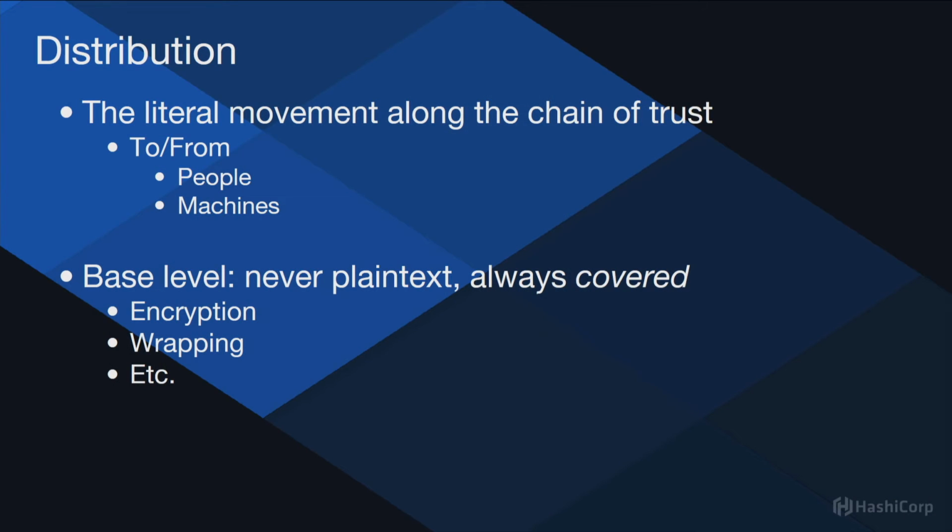Okay, distribution. This is the literal movement along the chain of trust to and from people and machines. Very boring. However, there's one thing here, which is at a base level, whenever you're distributing a secret, it has to be covered. It can't be plain text, ever, ever, ever. So it could be encryption on the link. If you have a really good TLS 1.2 link and you have perfect forward secrecy and all that, send it over that link, that's great. SSH, great, right? Wrapping, which we do in Vault, great. But don't ever send it in plain text. Somewhere along the way, it'll get leaked out, it'll get intercepted, it just happens.